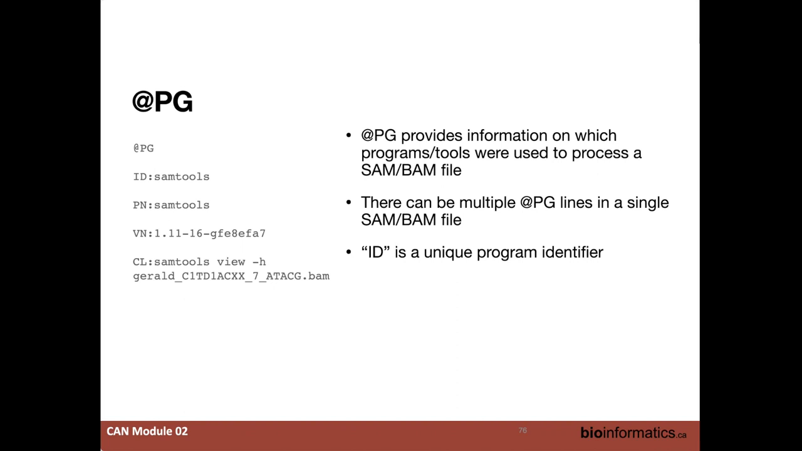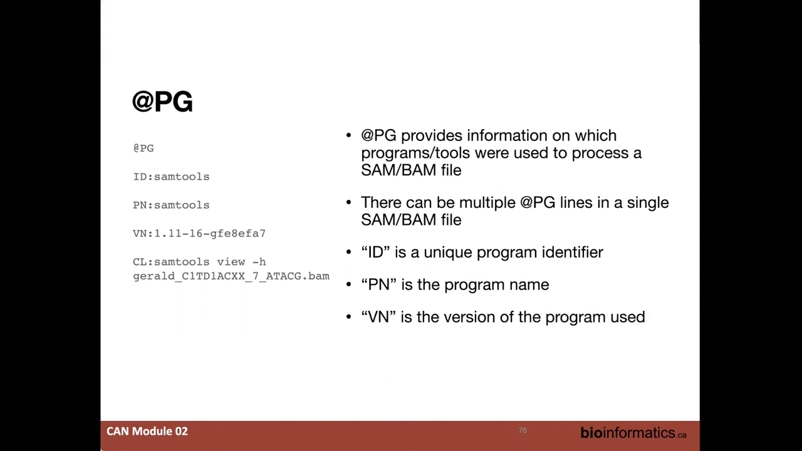Let's go through some of the tags here. ID is a unique program identifier. I don't know about most people, but I usually just give it the name of the actual tool and then add a suffix, .1, .2, depending on how many times I've used that thing, but that's just me. The program name is the actual program being used, and in this particular case, it's SAMtools.